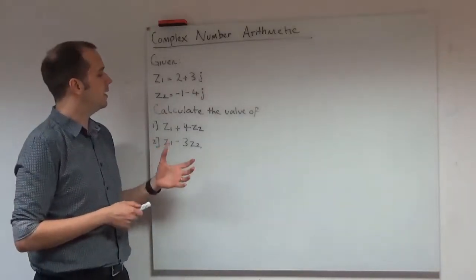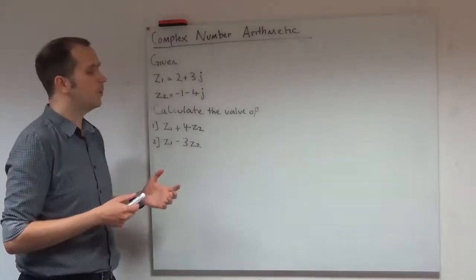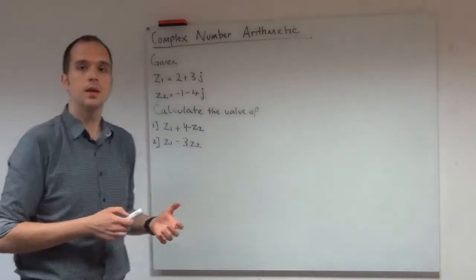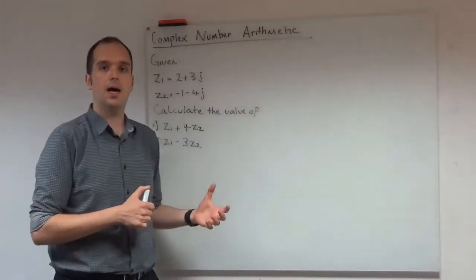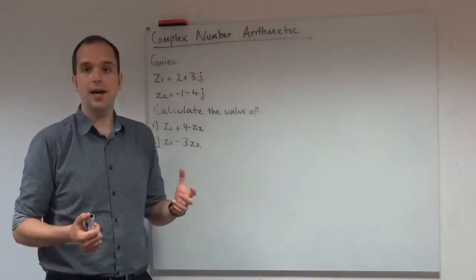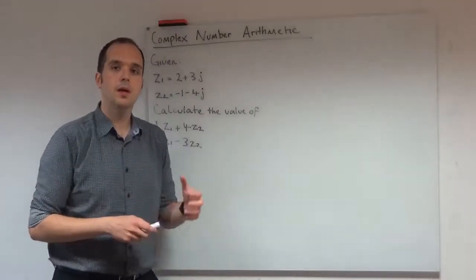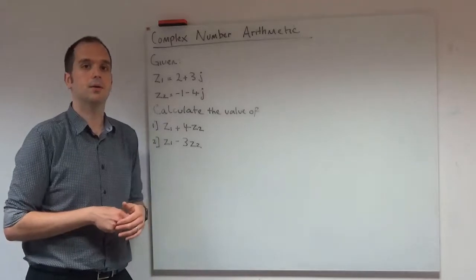Now, adding and subtracting complex numbers is pretty much the same as adding real numbers together. We just need to make sure that when we add them together, we add the real part and then add the imaginary part. And when we subtract, we subtract the real parts and subtract the imaginary parts. So let's have a look at these two examples and see how it works.